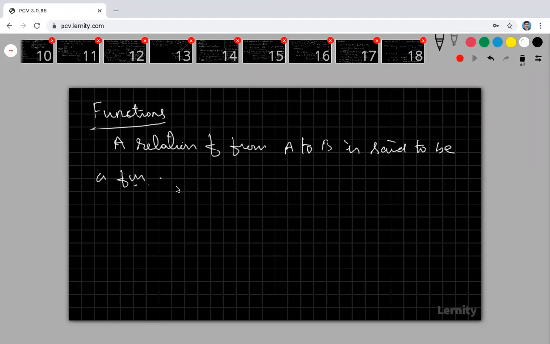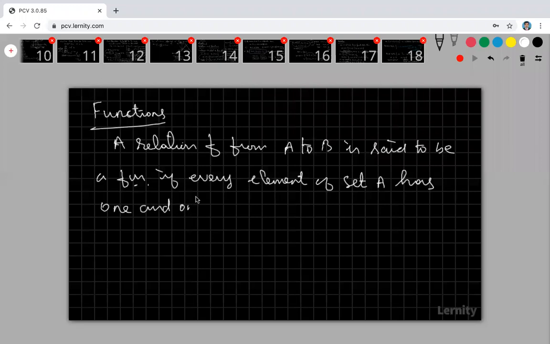if every element of the first set, every element of set A, means the first set, has only one image, one and only one image in set B. Okay.